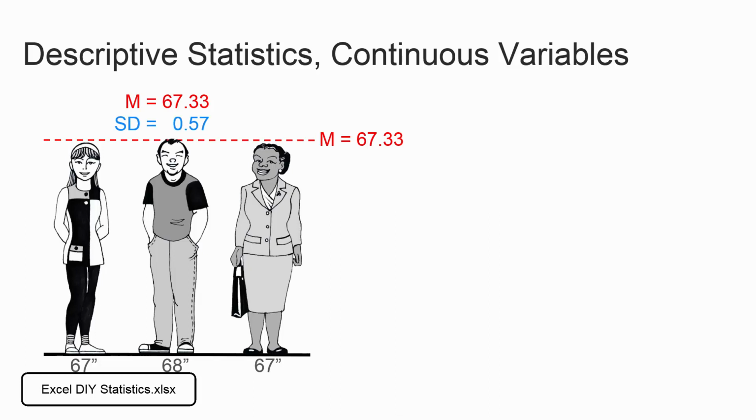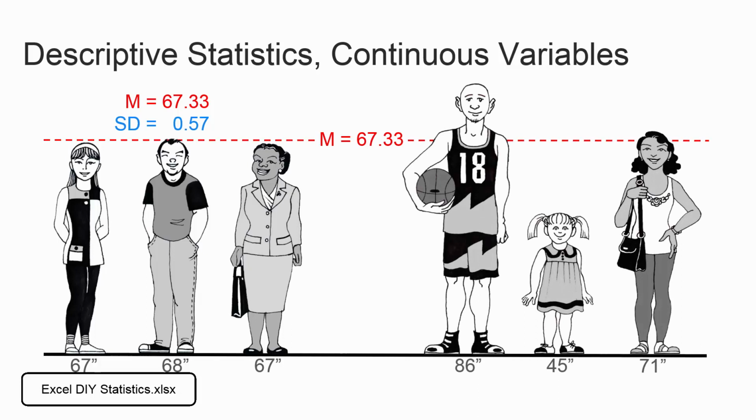Now consider the heights of these 3 people. They too have a mean of 67.33. However, notice that there is considerably more variability among their heights. They deviate considerably more above or below the mean, thus producing a standard deviation of 20.74, more than 35 times higher than the first group. If all we had was the means, we might be misled to think that the distribution of heights in the first group are the same as the second group.